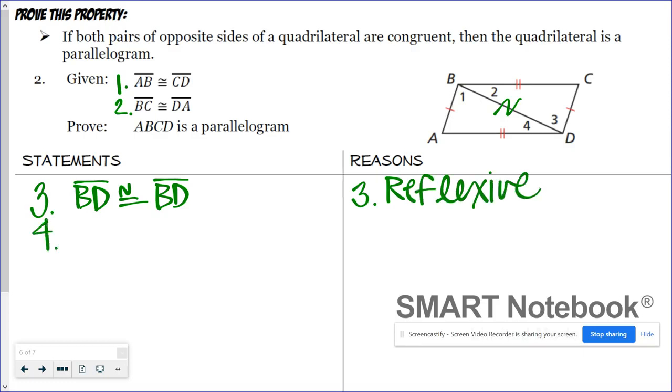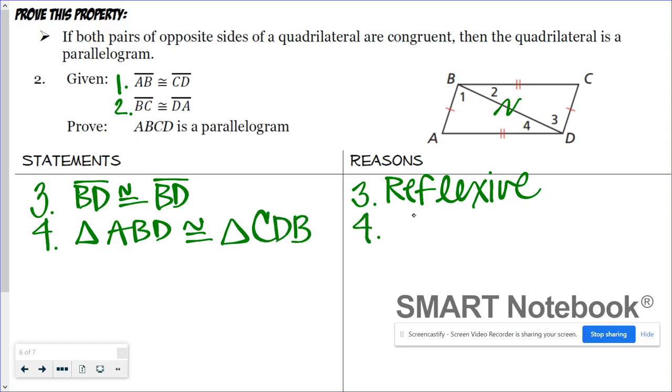And then that gives us the three congruences we need to prove that triangle ABD is congruent to triangle CDB by side-side-side. And so congruent triangles are useful because once two triangles are congruent, we can use CPCTC for the remaining congruences. So what would be useful to us here?